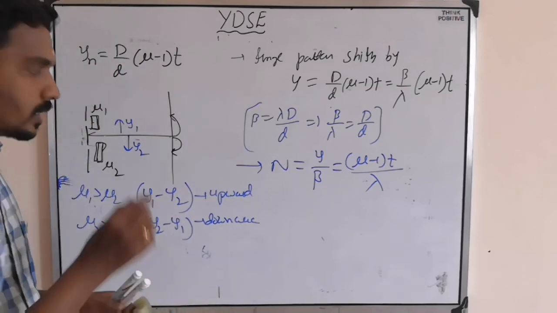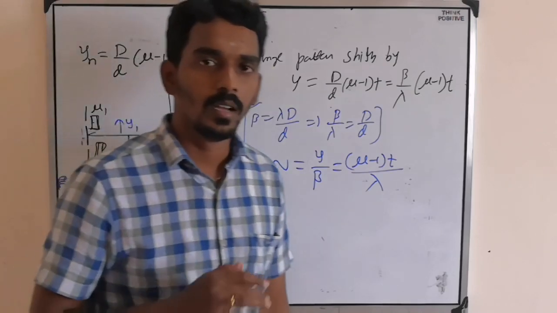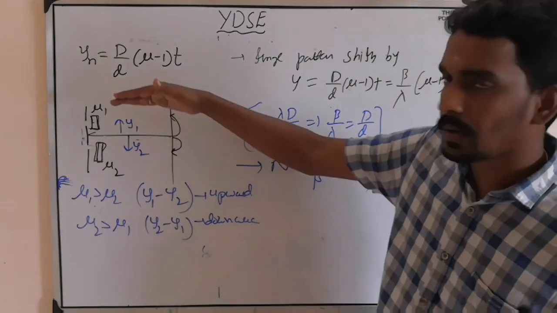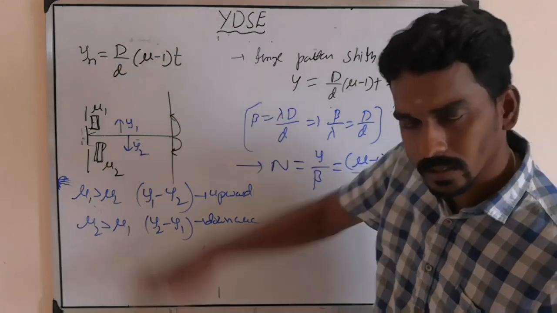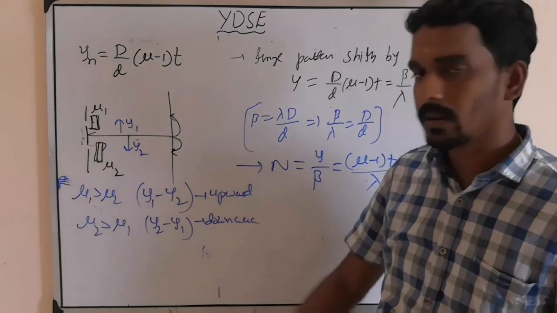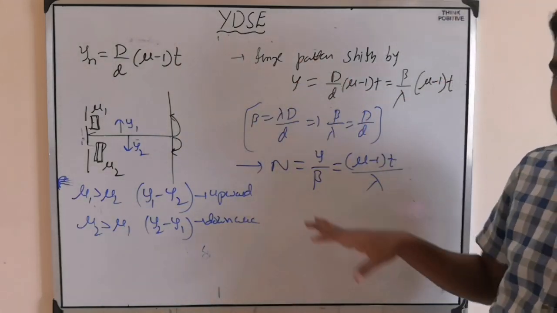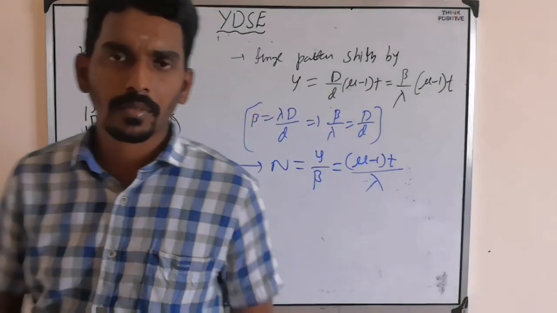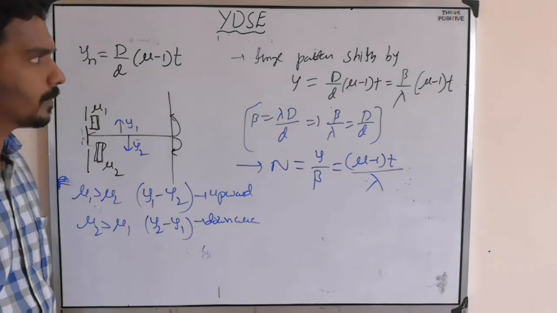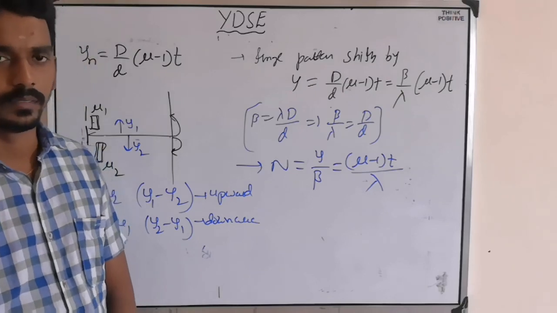So they can give one single slab, or sometimes they can ask two slabs. One slab means for S1 it is upward, for S2 it is downward. Two slabs means it depends upon mu1, mu2. It may be upward or downward. So this is how you will solve, or how we get the questions based on the Young's double slit experiment.